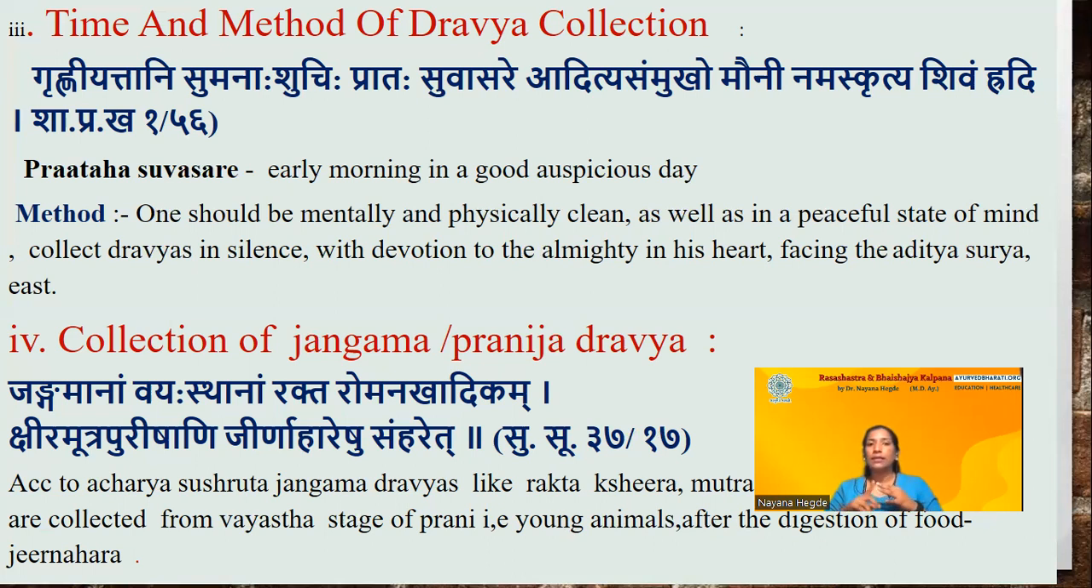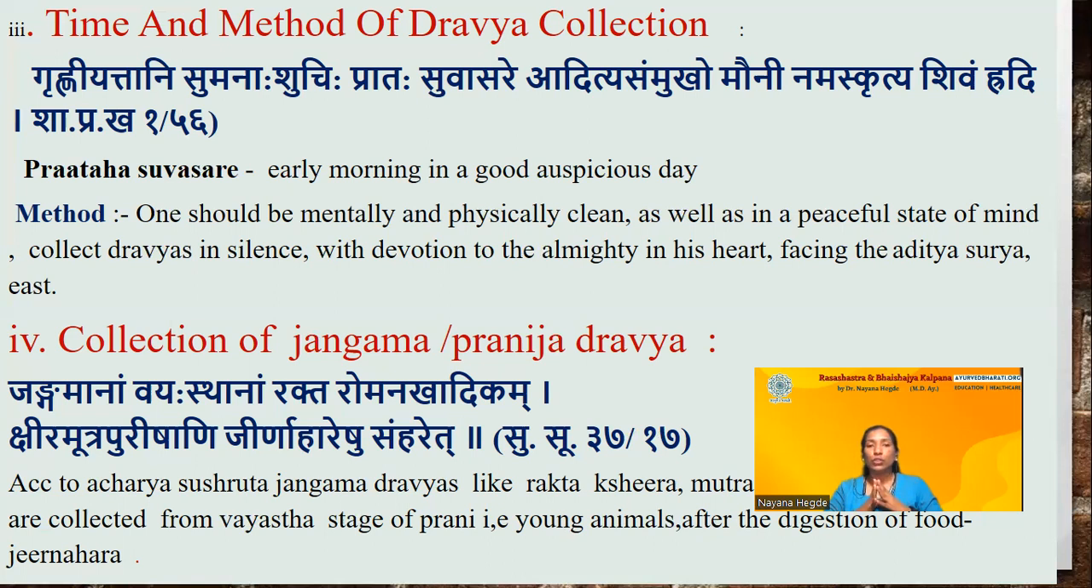One is sumanaha suchihi aditya sammukho. Aditya sammukho means he should start for the collection of aushadhi dravya facing the Aditya, facing the east direction. And then how he should be? He should be mauni. He should be in silence and focus. Namaskritya shivam hridhi means one should show devotion towards the Almighty, or one should offer prayer to God.